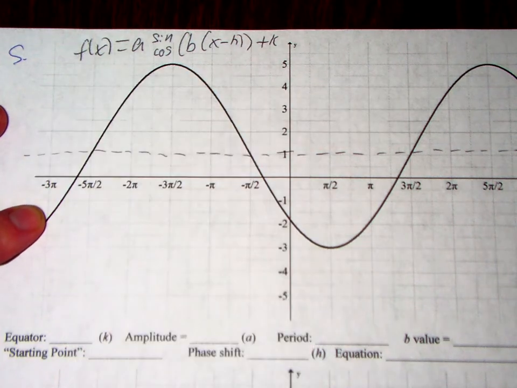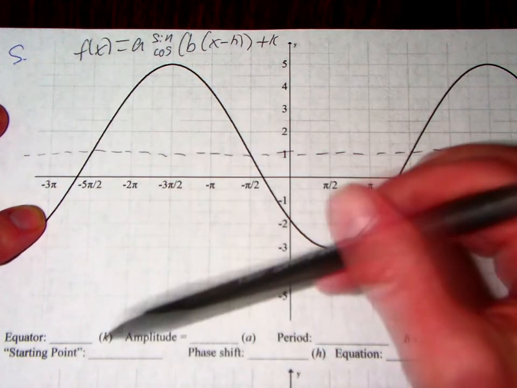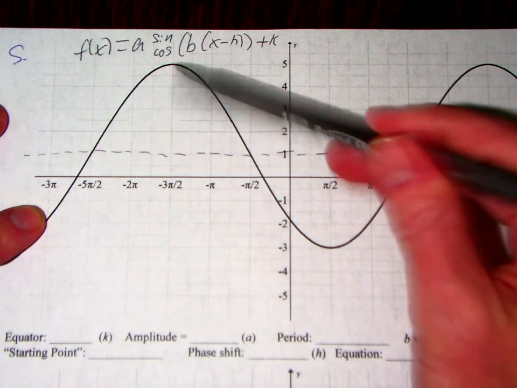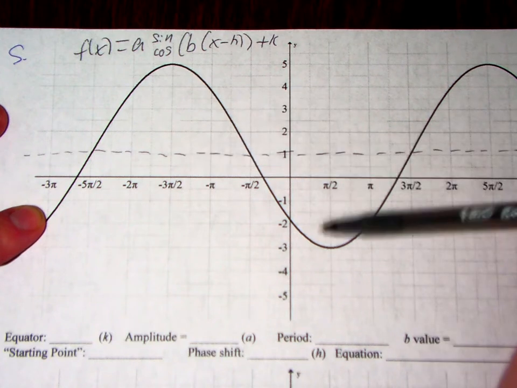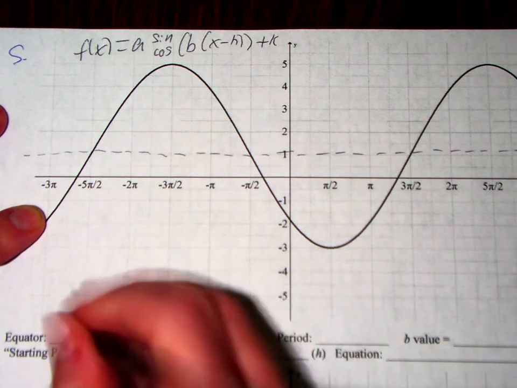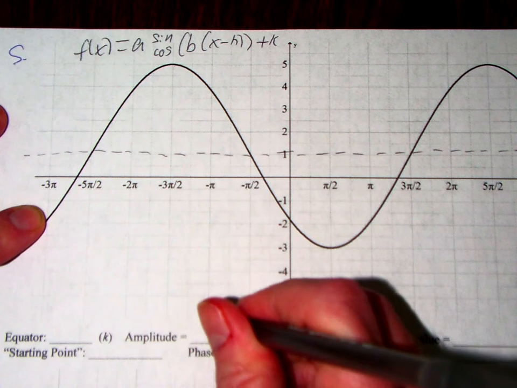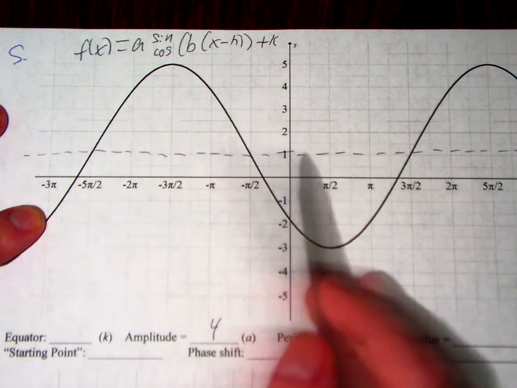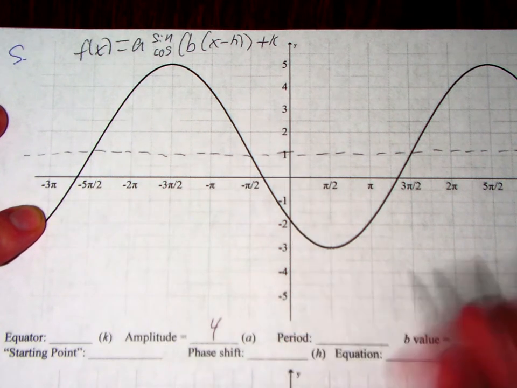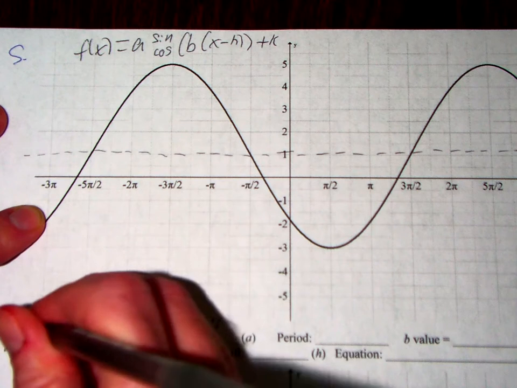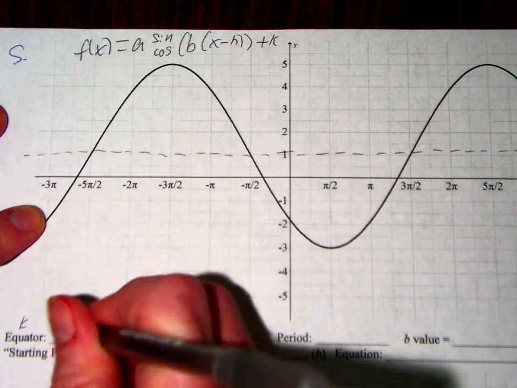And also I just answered 2 of these blanks. So my amplitude is 4, because it's going up or down 4 to the maximum and minimum points. My amplitude is 4. And my equator is just whatever that y value is that it goes across. So my k value, which is the equator, is +1.